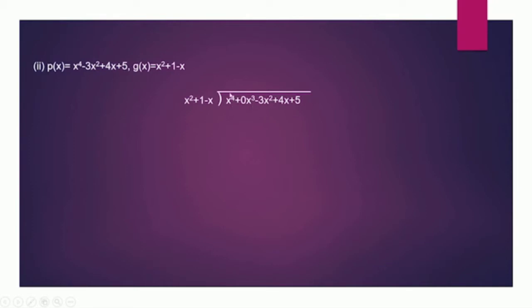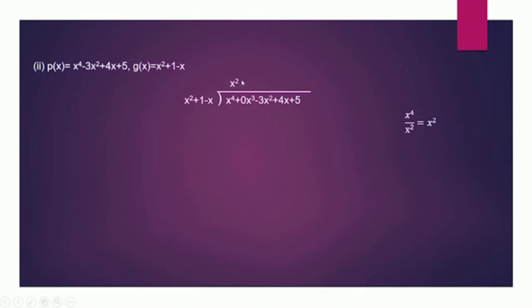Okay, now the same steps we will follow as we followed in the first question. Here in step 1, we need to divide x to the power 4 by x square. Therefore x to the power 4 by x square, we will get x square. This x square we need to put here.